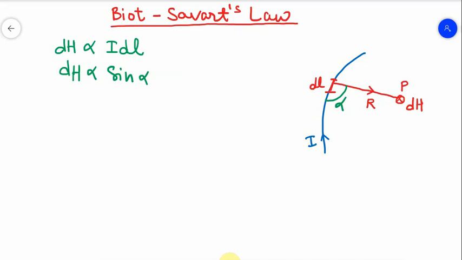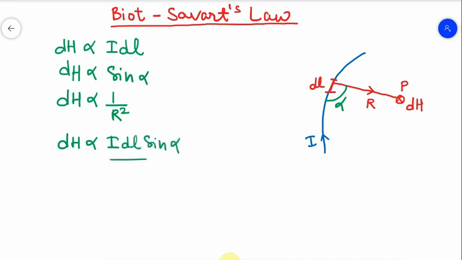Okay, and dH is inversely proportional to the square of this distance. So the distance r is inversely proportional to r square. So if we combine this, then we get dH is proportional to IDL sine alpha upon r square.